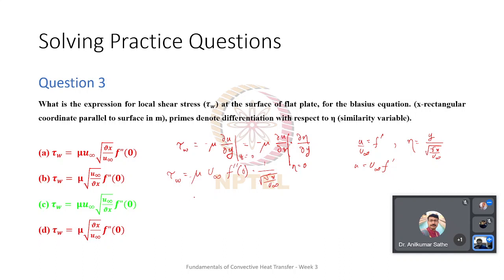So if we rearrange things a little bit, we can write it out. This is nothing but option C. So that's how we can land there. So is the process clear to everyone?